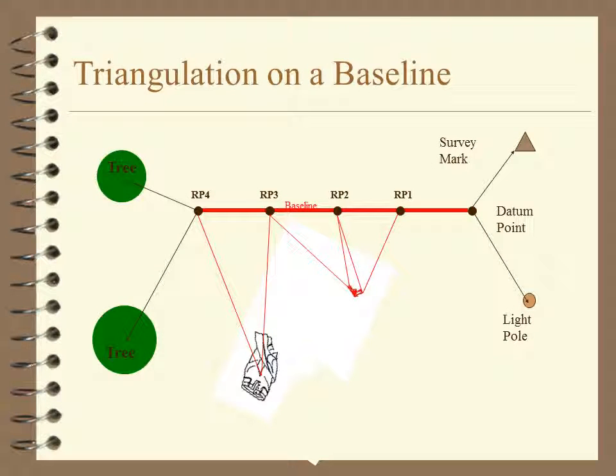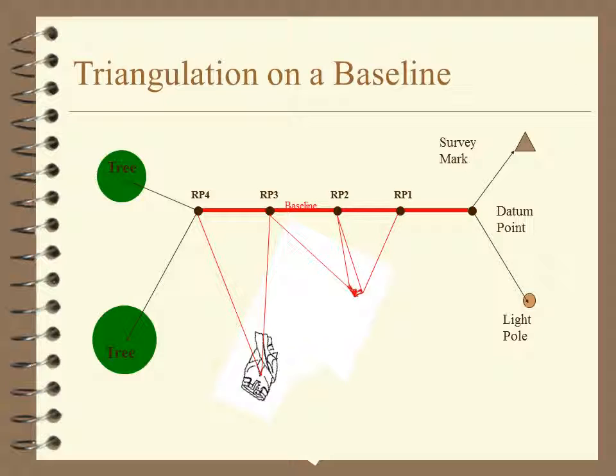Here's an example of triangulation on a baseline. You've established your datum point. Now, guardrail posts are not serialized like you'll find with utility posts, but you may have to triangulate them using other things such as a survey mark, which are all recorded and serialized, and a light pole. Failing that, you may have to use GPS coordinates.